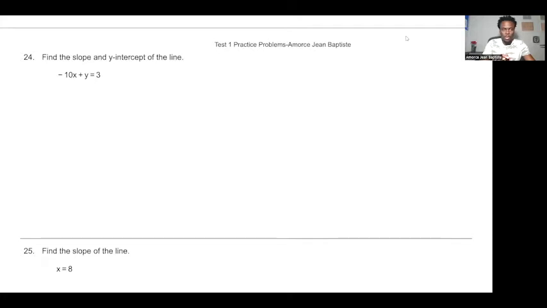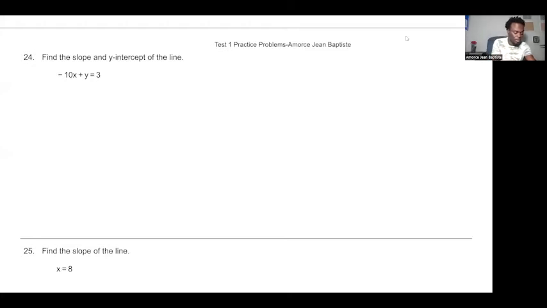Okay, in this problem, we are being asked to find the slope and the y-intercept of this equation, negative 10x plus y equals 3. If you look at this equation, you may see that it is in standard form, because x and y are on the same side of the equation. We want to write it in slope-intercept form so we can see clearly what the slope and the y-intercept are.